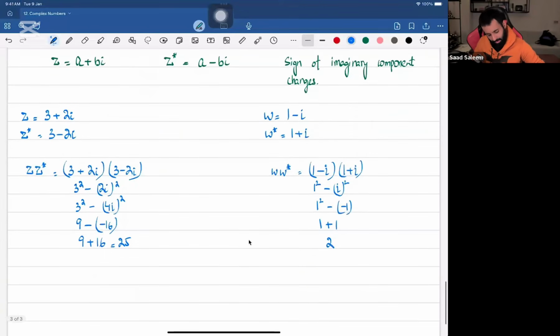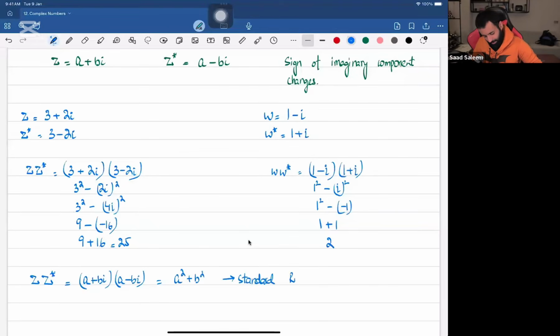The standard rule is that z into z conjugate is equal to a plus b iota into a minus b iota, which eventually becomes a square plus b square. This is the standard rule. Okay. Sir, you wrote, what did I write? Oh yeah, I was not supposed to square it over here. I've already squared it. The square is only going to be 1 iota. Okay. Thank you for pointing that out.